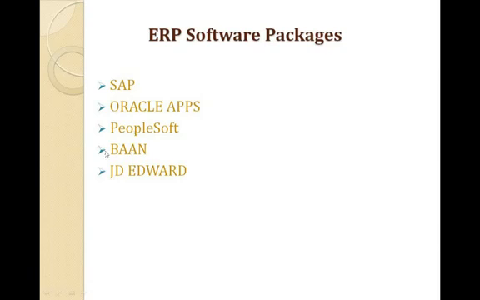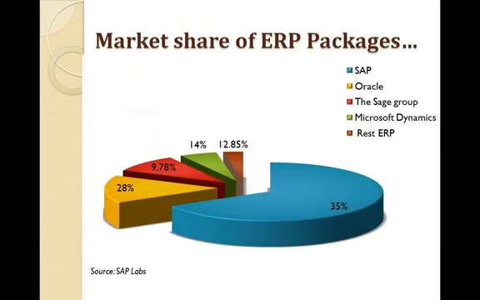Now, Oracle is the overall owner of PeopleSoft and BAN, but they sell their products under the names PeopleSoft and BAN itself. Now, what is the market share of each of these packages? Here you can see SAP stands number 1 with a market share of 35%, and Oracle stands second with 28%, which is in tight competition with SAP. The Sage Group, which is also another ERP application, has a market share of 9.78%, and Microsoft Dynamics, which is a competitor for SAP at the lower end, has a market share of 14%.